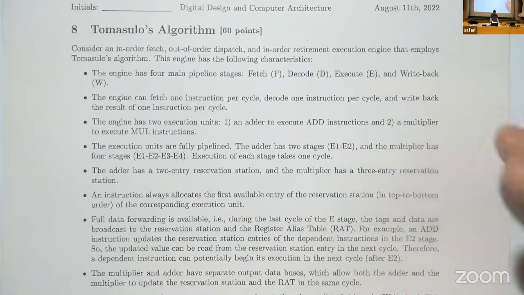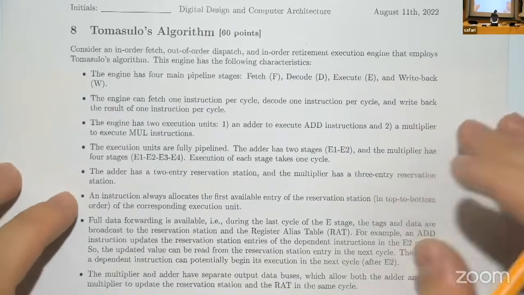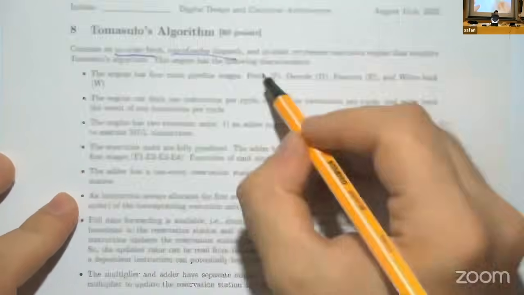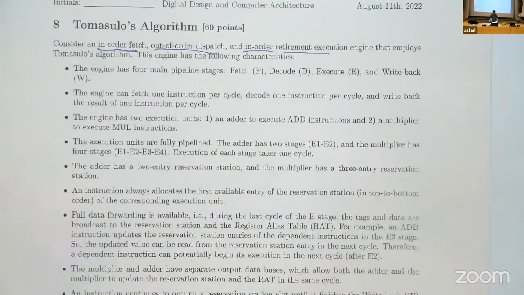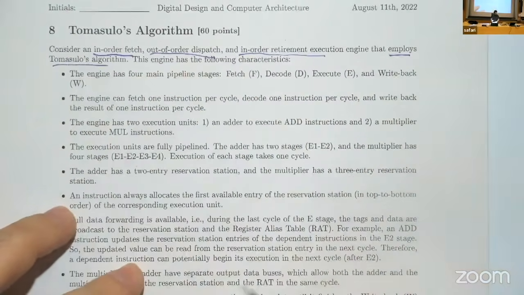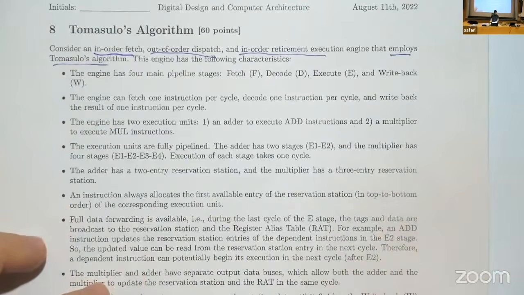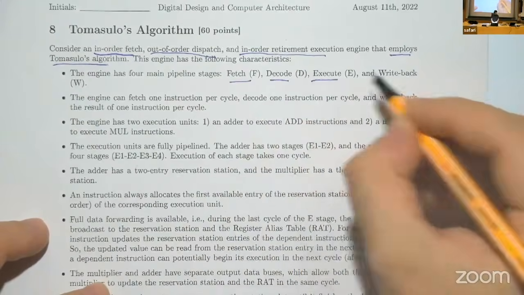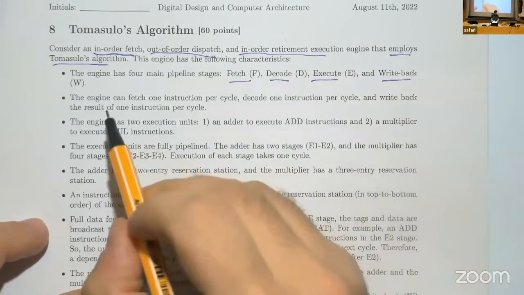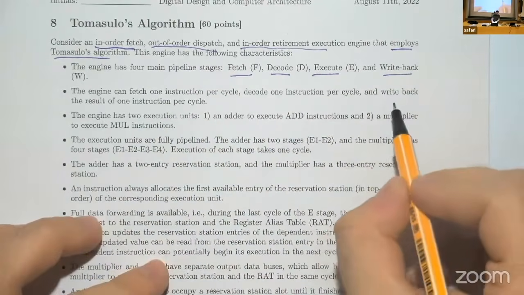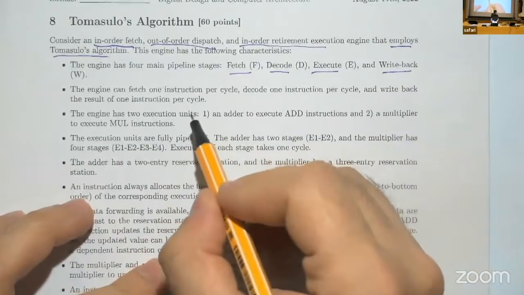So let's start with the definitions here. What do we have? We have an in-order fetch, out-of-order dispatch, and in-order retirement execution engine. It's the same as the one described during the course. And it says that it employs Tomasulo's algorithm, right? And we have the following characteristics. 4 pipeline stages: fetch, decode, execute, and write back. The engine can fetch 1 instruction per cycle, decode 1 instruction per cycle, and write back the result of 1 instruction per cycle.